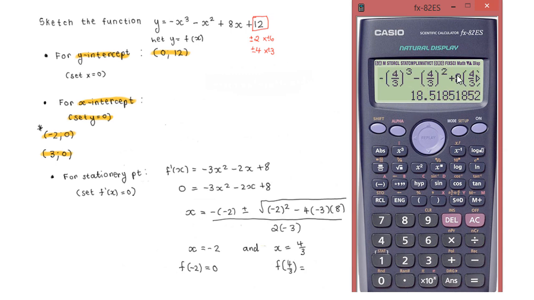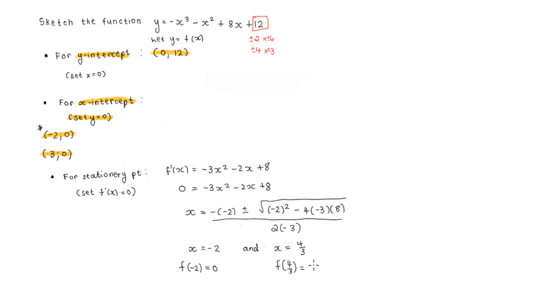Okay, we get that f of 4 over 3 is approximately, I'm going to write it to 3 decimal places, 18.519. Okay, let me just jot down our coordinates.